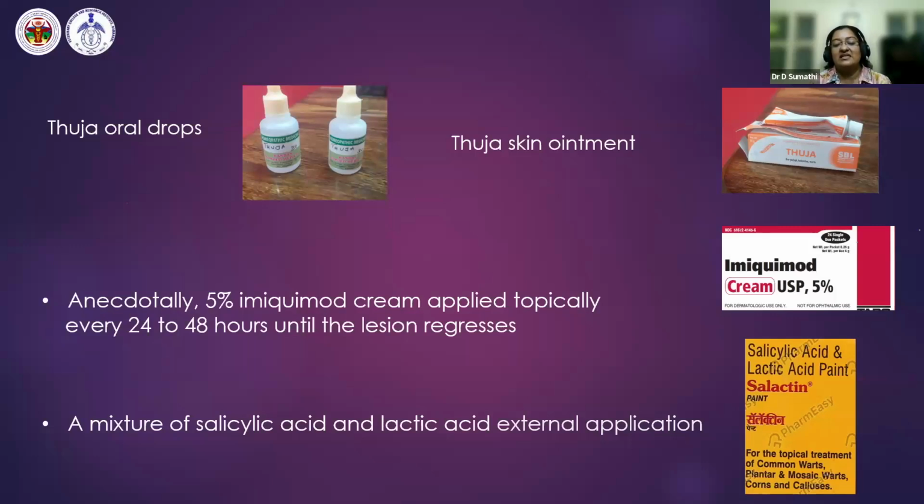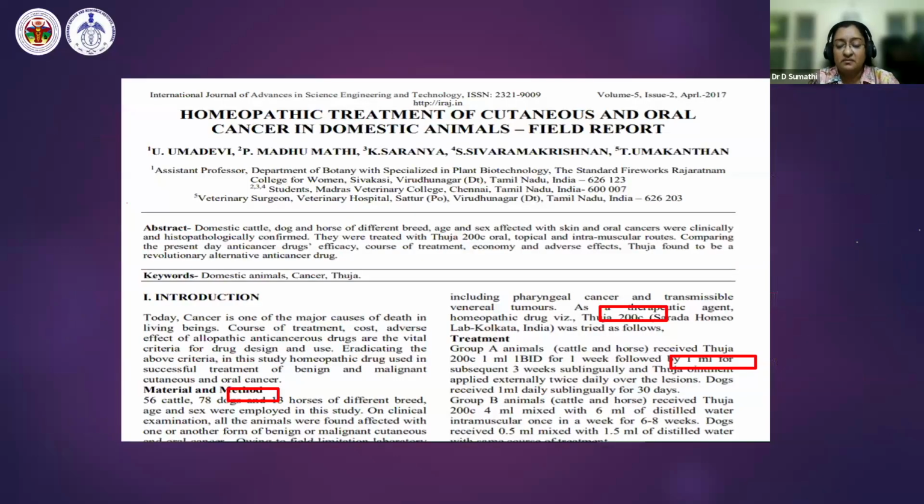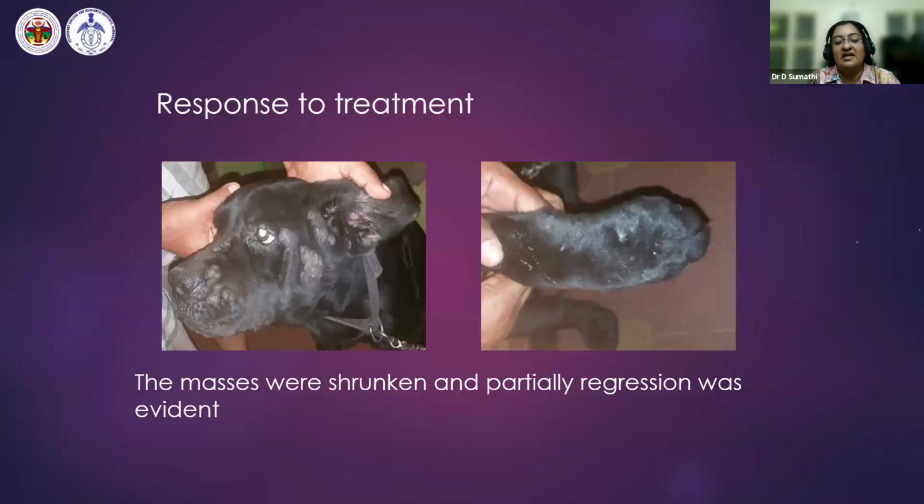Salicylic acid and lactic acid external application has also been good, but as I said, if it is applied on the normal skin, it's going to be highly irritant, and you will get a lot of inflammatory changes in the normal skin. So homeopathy treatment is giving better results. If it is long standing, then you may have to look for alternatives.